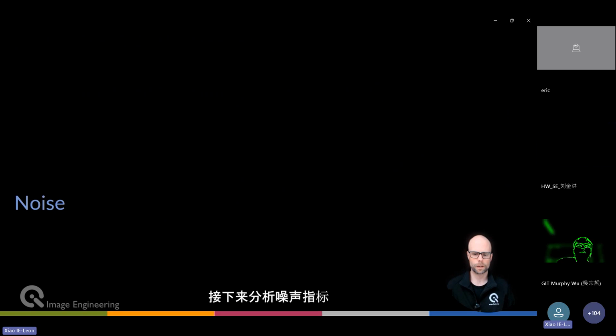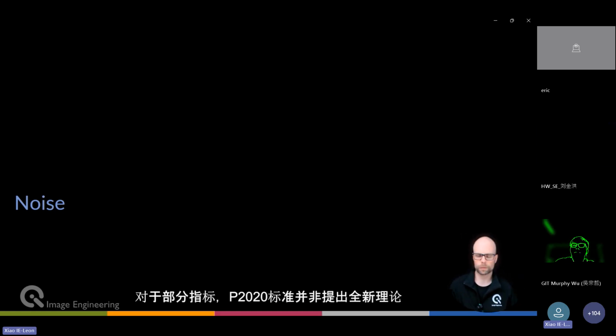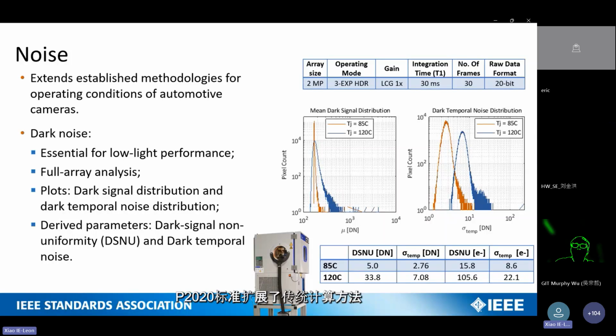So let's have a look at noise, also an important image quality factor. Here, P2020 does not provide something fundamentally new, but it's well defined now, and that's something you can reference. It extends the established methods and defines operating conditions for the automotive camera. Other standards out there are typically used for machine vision or photography, but they do not always apply to automotive environments.